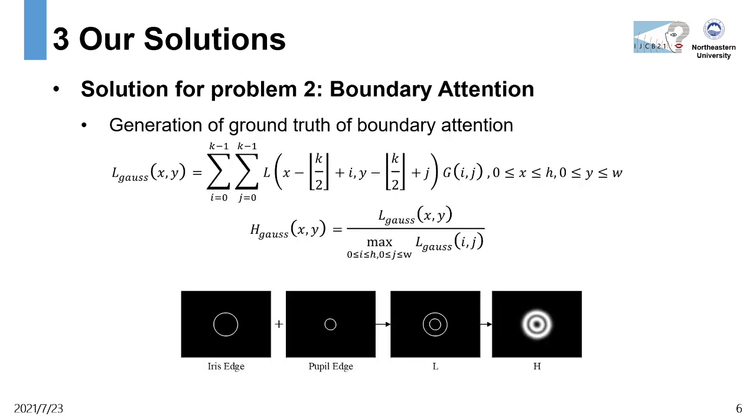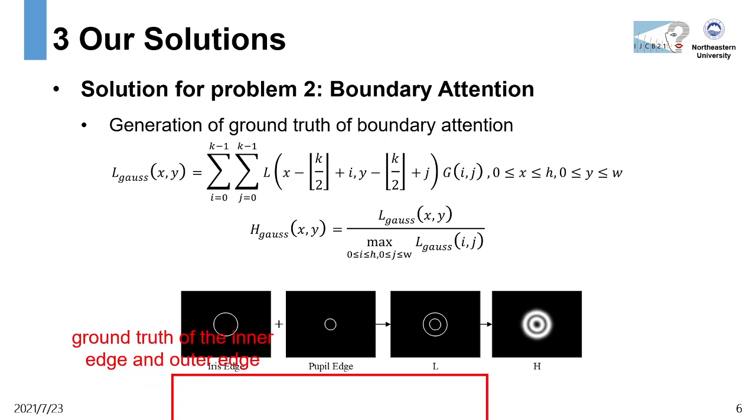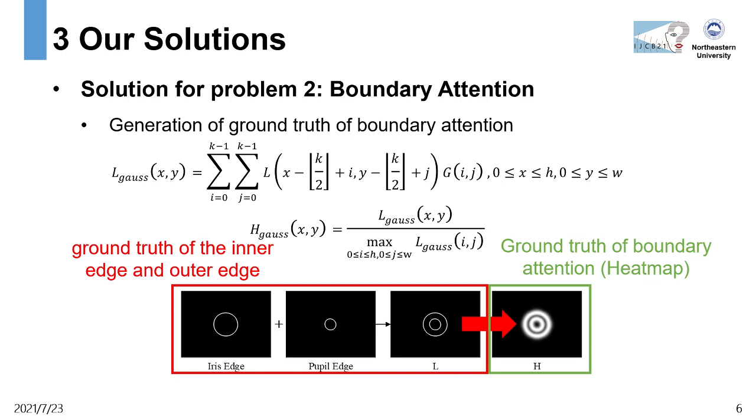As for problem 2, we take inspiration from edge detection and face alignment tasks. As shown in the two formulas and the figure, we use a Gaussian filter to get the ground truth of boundary attention from the ground truth of the inner edge and outer edge. We name it the heat map.